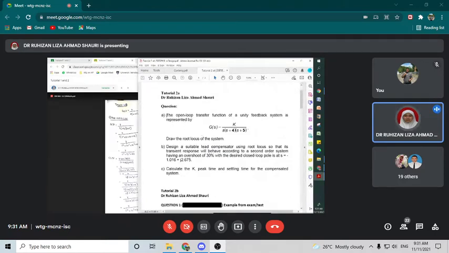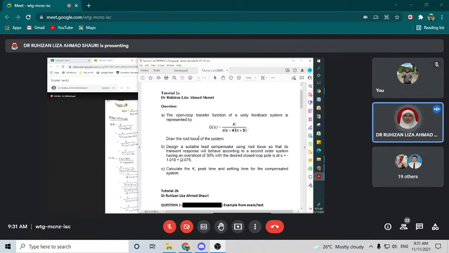If you're not comfortable with the view, tell me, please. Maybe you cannot see my cursor properly, you don't know which part that I'm talking about. Please let me know. All right, tutorial 2A. Draw the root locus, and then secondly you have to design.